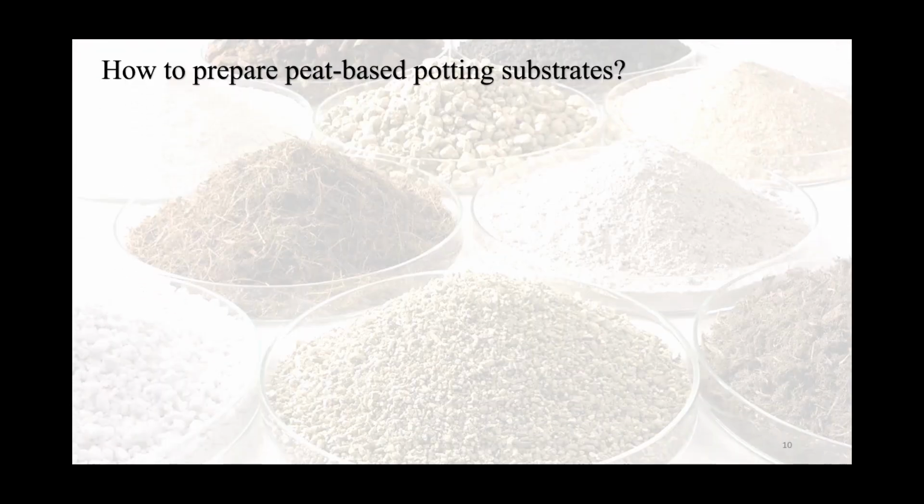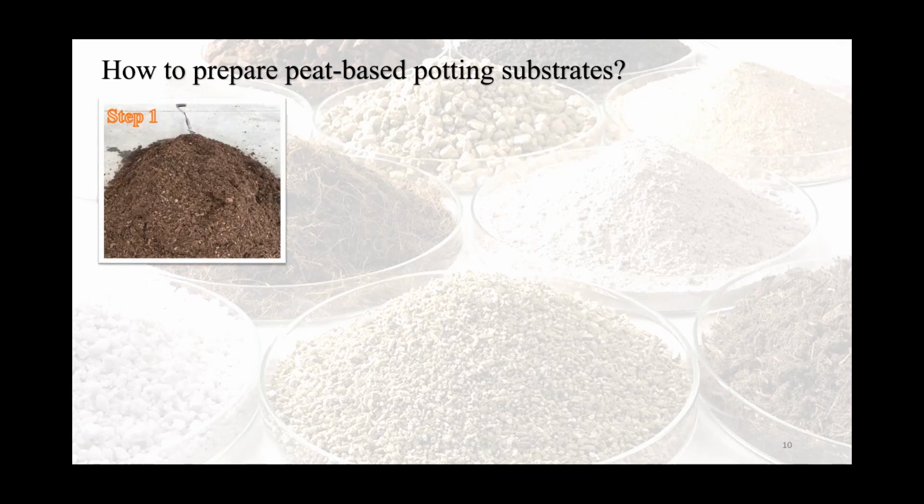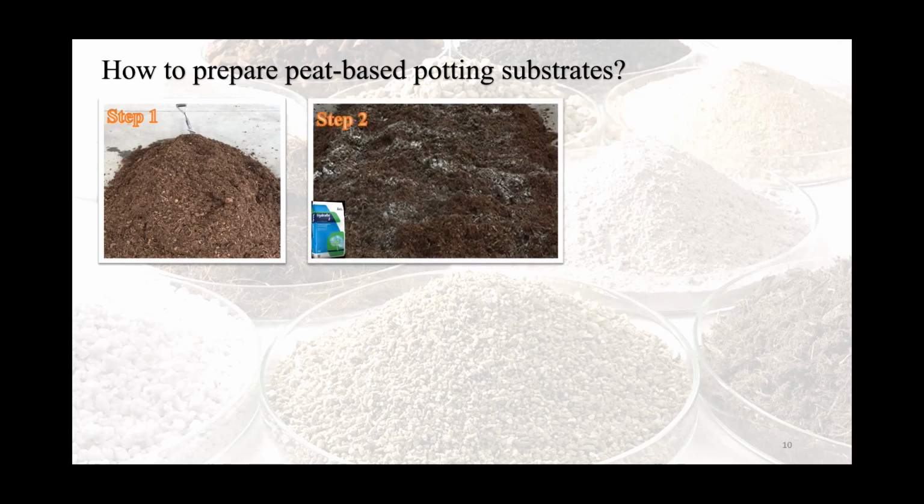Now, what are the steps? So, step one, spread the peat in a clean area in your garden, nursery, or your home. Spread it evenly as you can see in this photo, and then we start with the wetting agent.